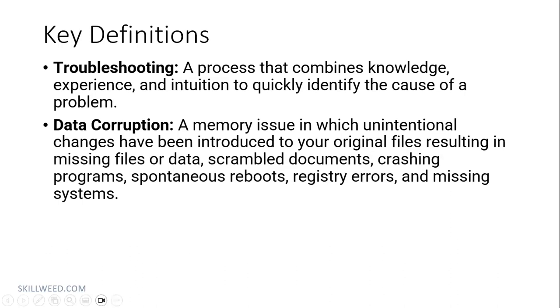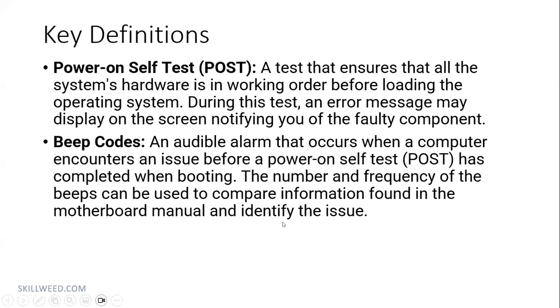Simple as that. So we have data corruption, a memory issue in which unintentional changes have been introduced to your original file, resulting in missing files or data, scrambled documents, crashing programs, spontaneous reports, registry errors, and missing systems. All are actually in the IT systems. This is how you troubleshoot that.